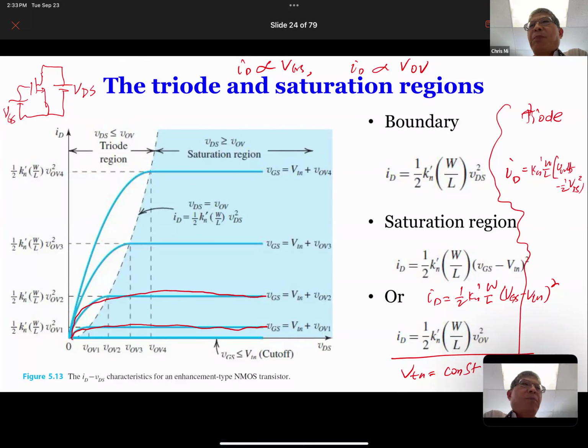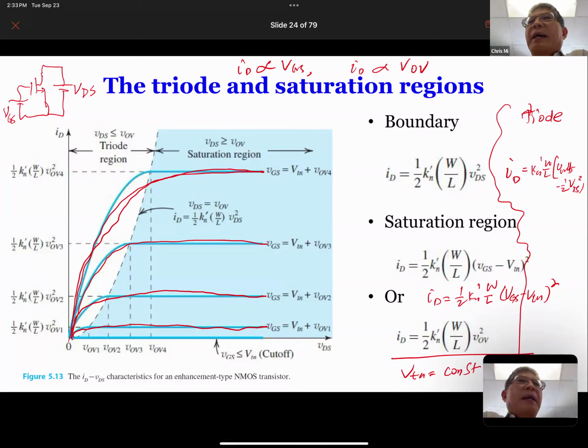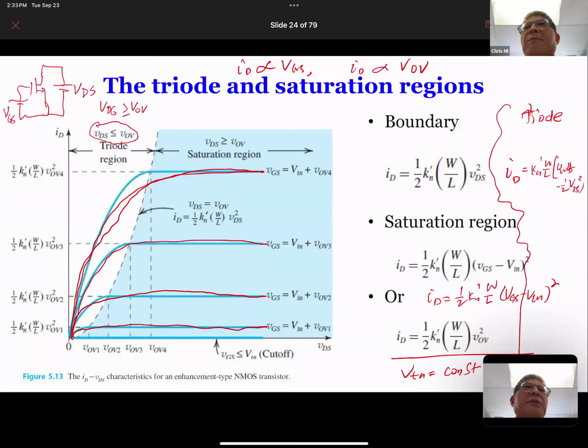And when you change VGS, the whole curve is going to change. Every time you increase VGS, the current increases. But every single curve is going to be divided into two regions, the triode region and the saturation region. In the triode region, we know that VDS is less than VOV, or you can say VGD is larger than VOV. In the saturation region, you can say VDS is larger than VOV, or VGD. Let me see. It's going to be VGD, not VDG.